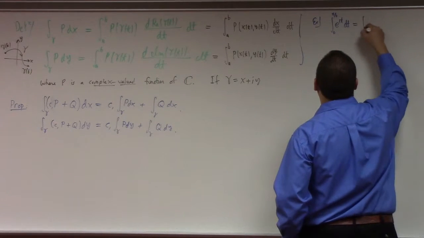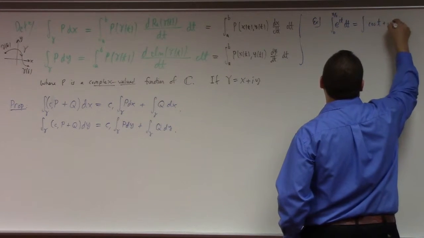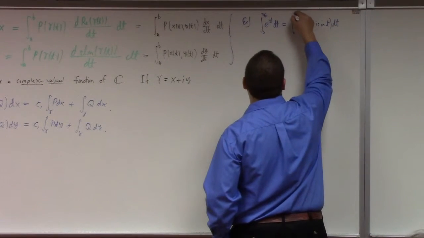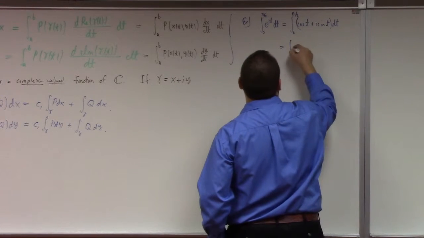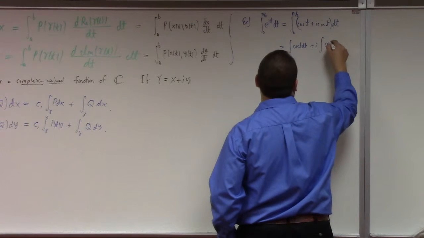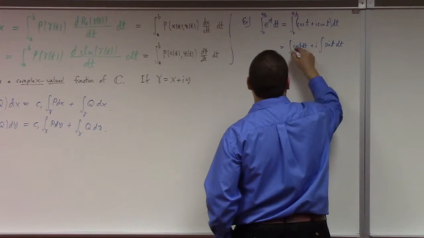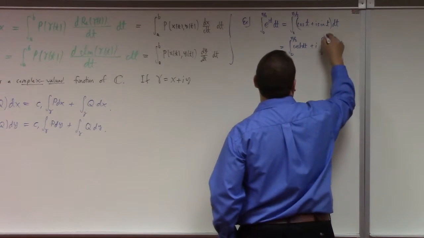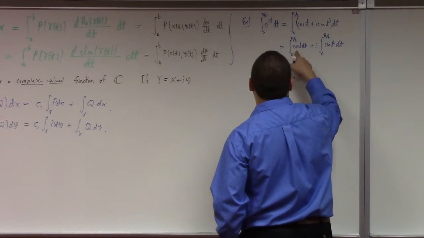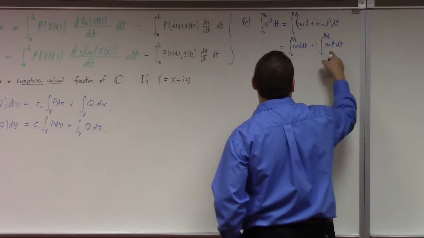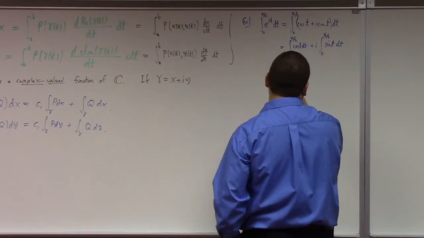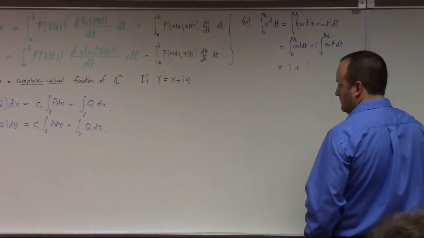So this is actually the integral of cosine t plus i sine t dt from 0 to pi over 2. And by definition, you just integrate the real part, and then you do i times the integral of the imaginary part. That's how these are done, right? Nothing too mysterious here. So whatever that is, minus sine, no, sine. This is 1. So it's 1 plus i.